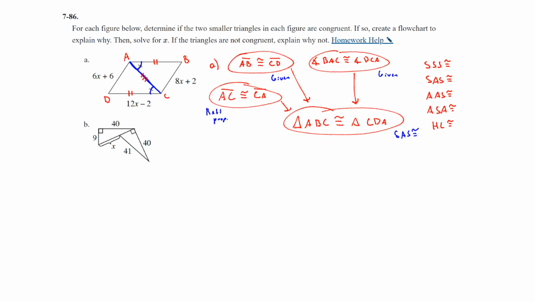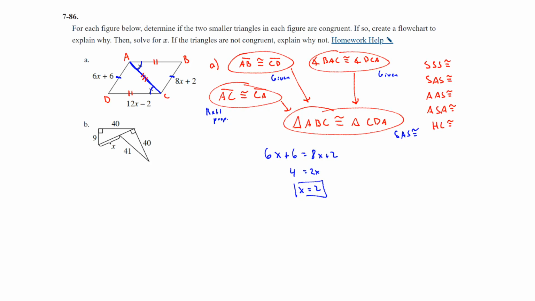Let's go ahead and solve. If two triangles are congruent, we know its corresponding parts are congruent. So that means this side length is equal to this one. So we should be able to set up 6x plus 6 is equal to 8x plus 2. Subtract 6x to make that 2x. Subtract 2, that'll be 4. Divide by 2. And x is equal to 2.